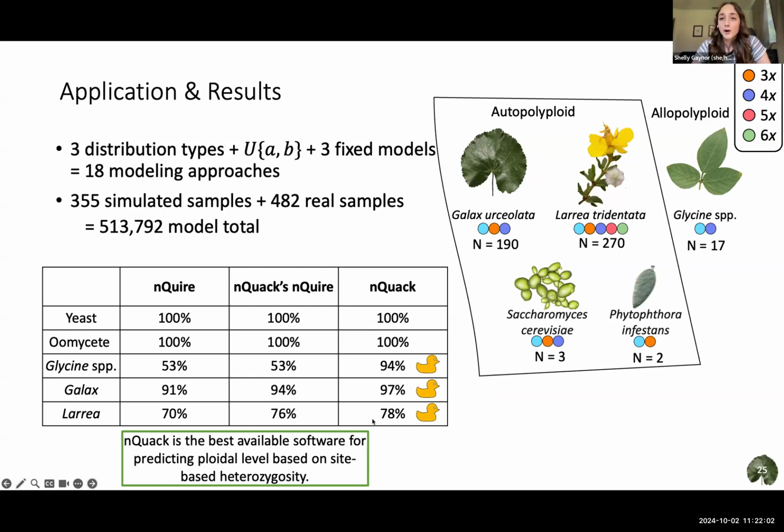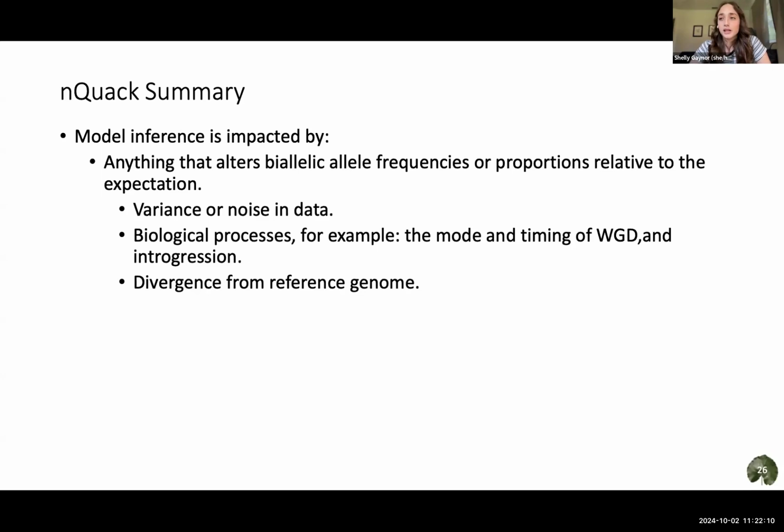So I'm going to summarize some of the things that impact model inference, but we've described them in detail in our paper as well. So model inference we found was impacted by anything that alters biallelic allele frequencies or proportions relative to those expectations. So this could be something as simple as variance or noise in the data. We also found biological processes like mode and timing of whole genome duplication or recent integration impacted model inference. If you also have mapping error or any error, which can be caused by things like divergence from the reference genome, model inference can be impacted.